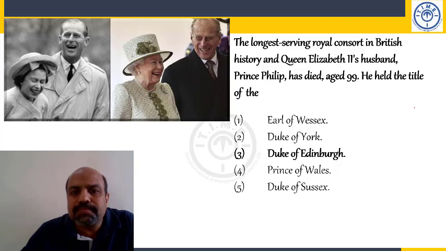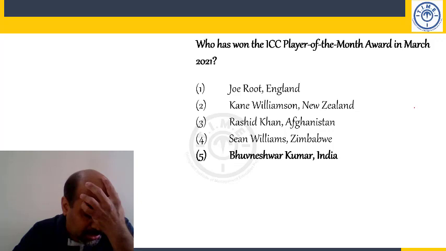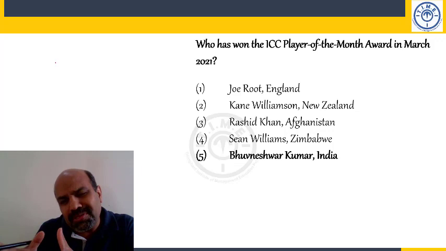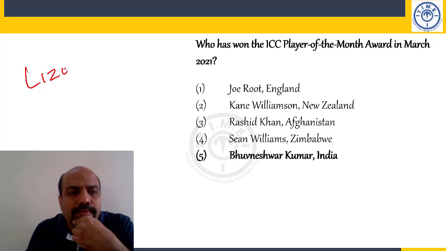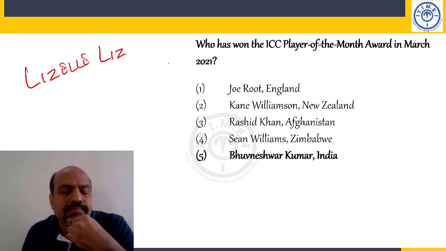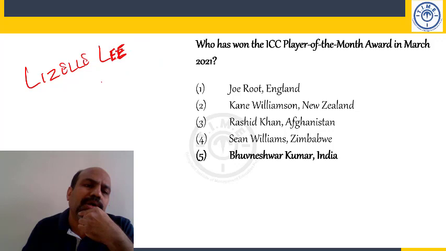Who has won the ICC International Cricket Council Player of the Month award in March 2021? Bhuvneshwar Kumar for his performance against England. Now there is a counterpart. I'm not going to go into the statistics and all that. This is given to the men's best player, and there is also the female best player. So you could write female best player for March, Lizelle Lee. She is from RSA, the Republic of South Africa.